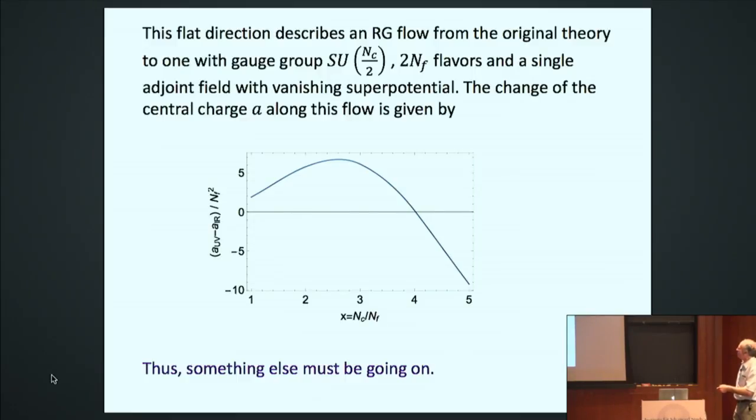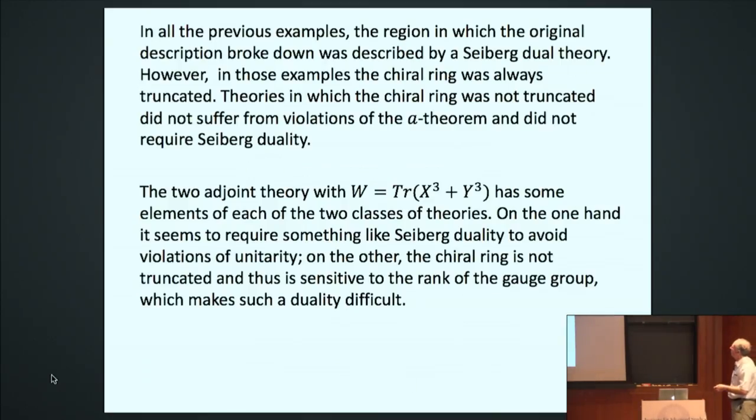So clearly something is going wrong when this coupling is around 4. And so it's not going to work. Something needs to happen before you get to this point, because otherwise you believe in violations of the A theorem.